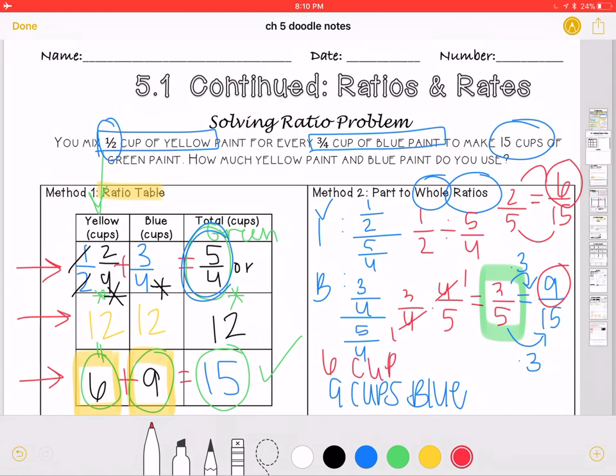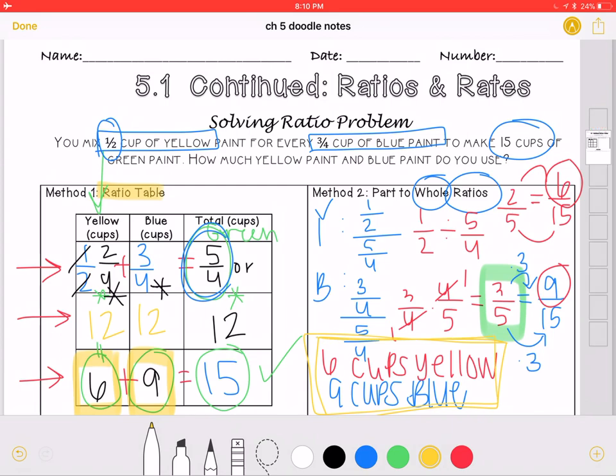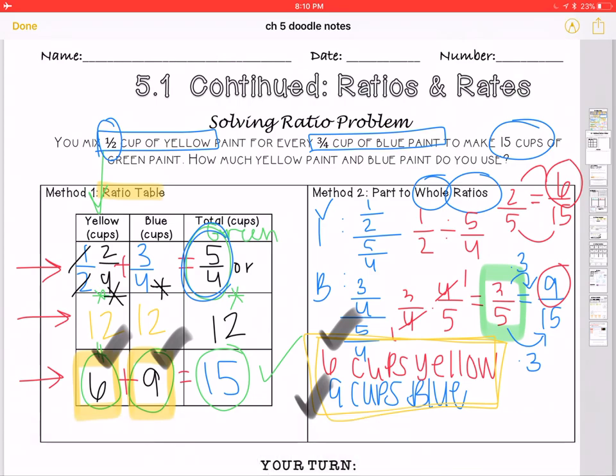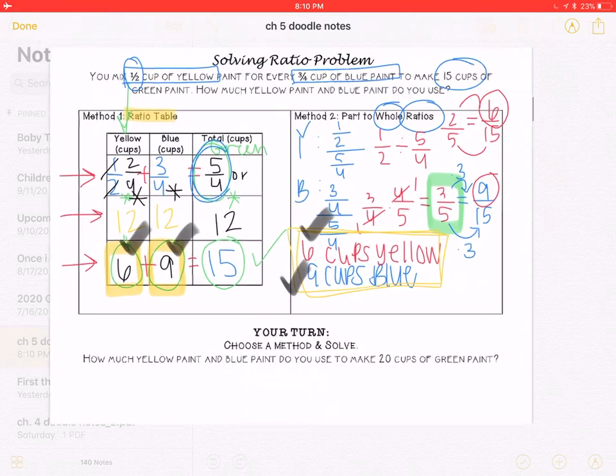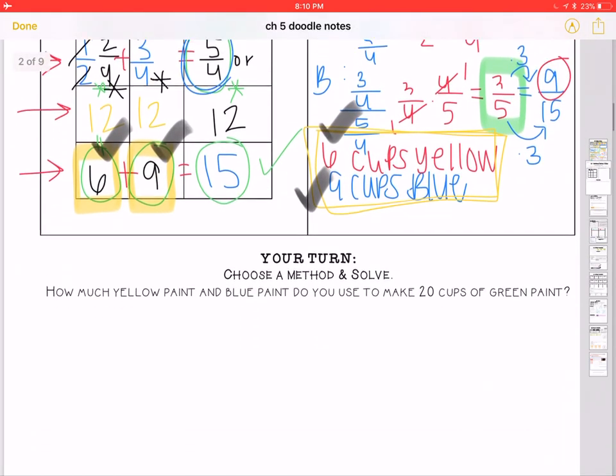Would that make 15 total cups of green? Well, does 6 and 9 together equal 15? Yes. And you should know that these are your answers because we already did the first method. It should match. Did we get the same answers? 6 and 9, 6 and 9. So either method works, whichever one you prefer, I want you to use, and it's now your turn.